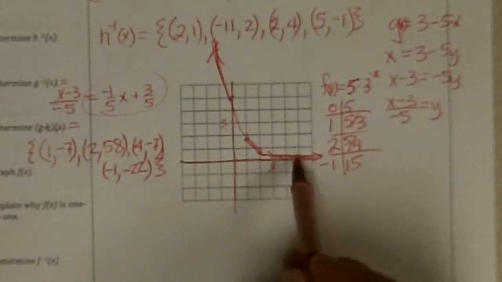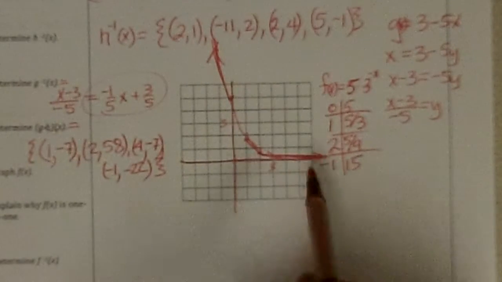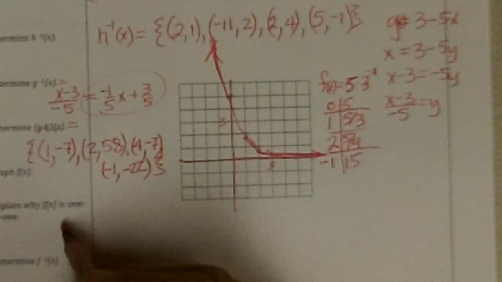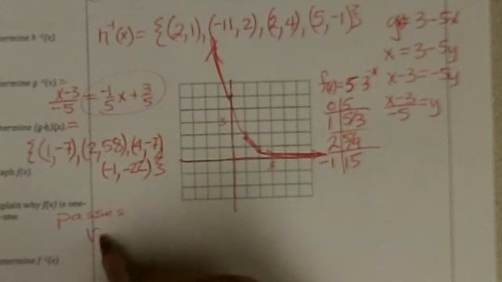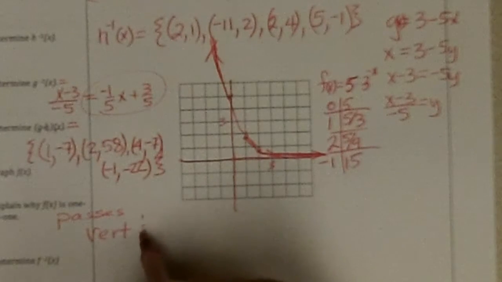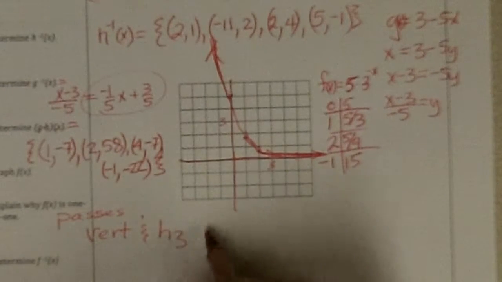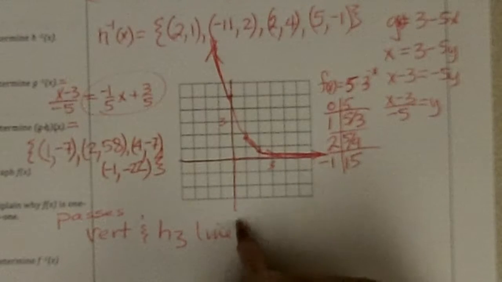Since this keeps going closer and closer here, it's not always the same height, it passes vertical and horizontal line test.